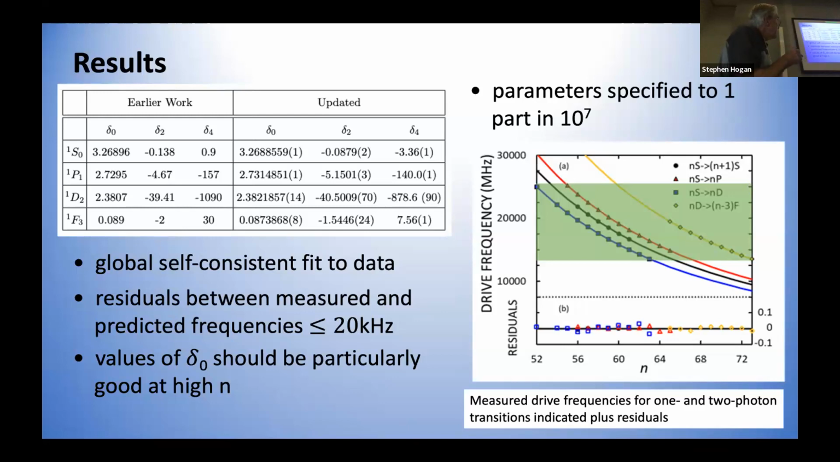Now, the scale of this data doesn't really tell you too much about how good a fit is. So down here, I show the residuals. And now these residuals between the predictions and the measurements, this is a scale of 100 kilohertz. And you see that there are no systematic trends and the residuals are better than 20 kilohertz. Now you say, oh, that's good. The values of delta naught should be particularly good at high n because our measurements are made at high n.